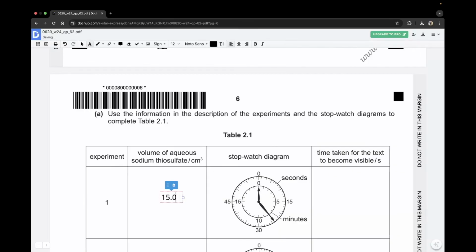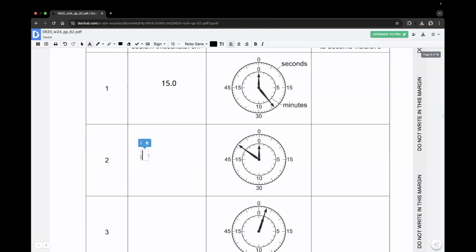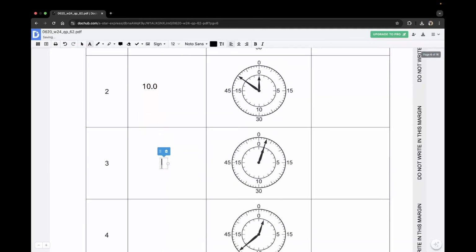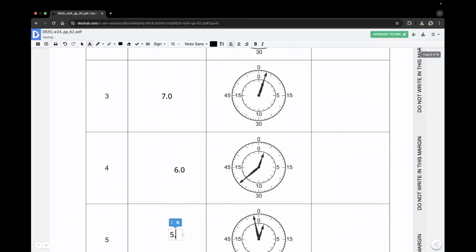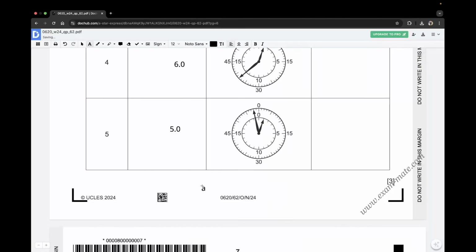Right, and ensure that you follow the same number of significant figures that they've given here in the question. It needs to be 15.0, 10.0, 7.0, 6.0, and 5.0, right? You just have to copy it from the question. That's all we need to do.